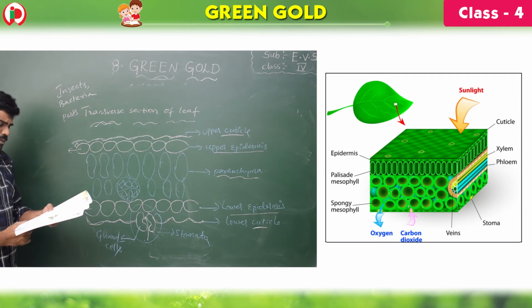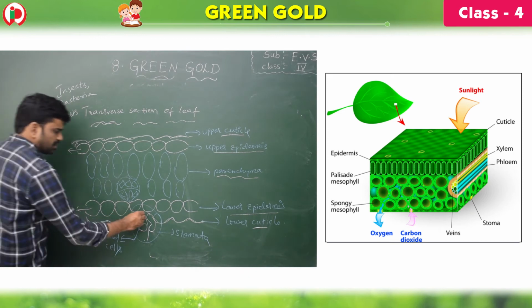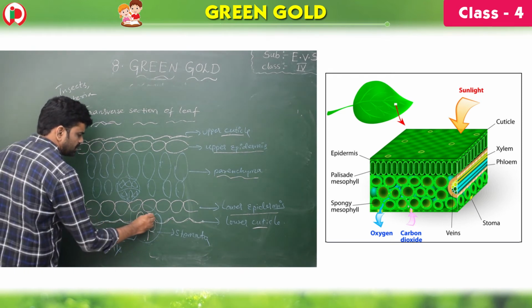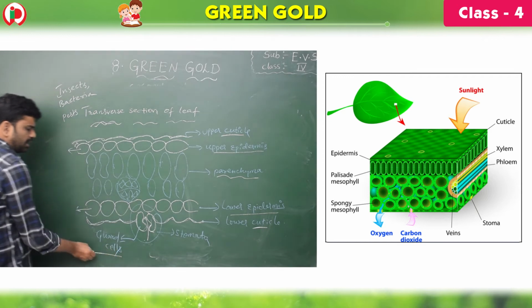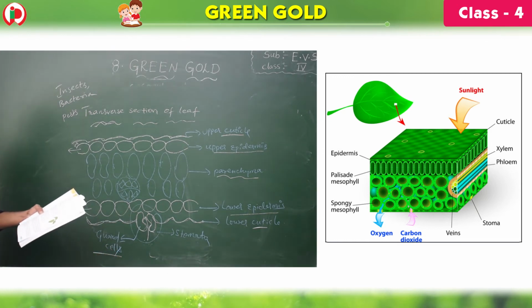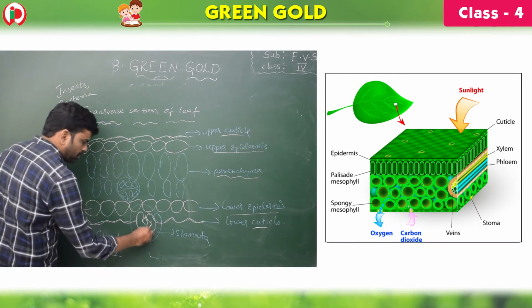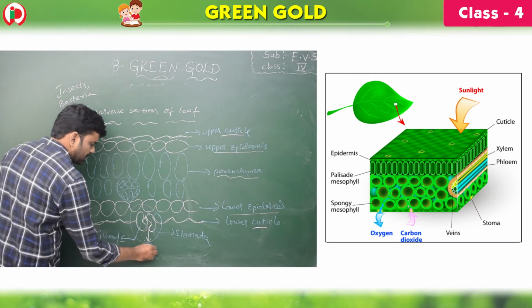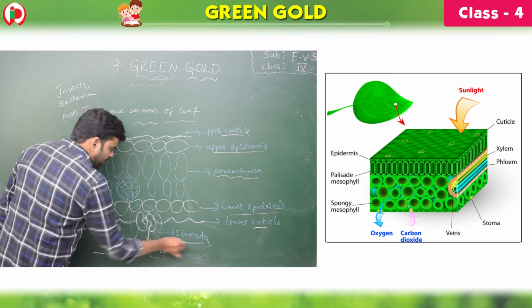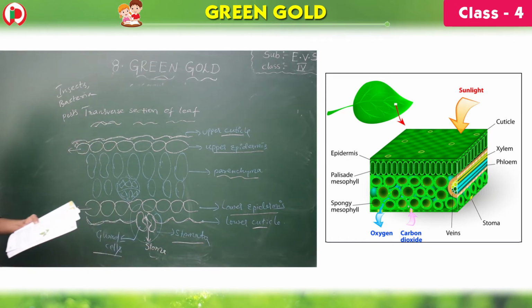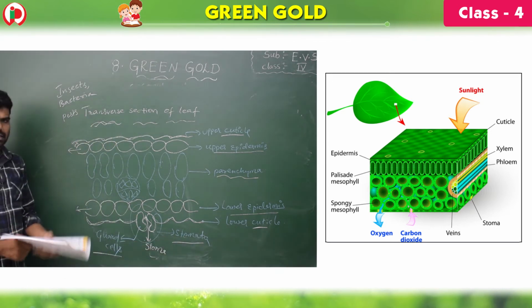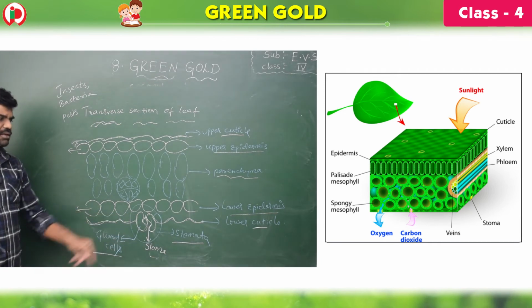Among the epidermal cells are pairs of sausage-shaped guard cells. Each pair of guard cells forms a pore. This pore is called a stoma, and the plural is stomata. The stomata help in the exchange of gases.